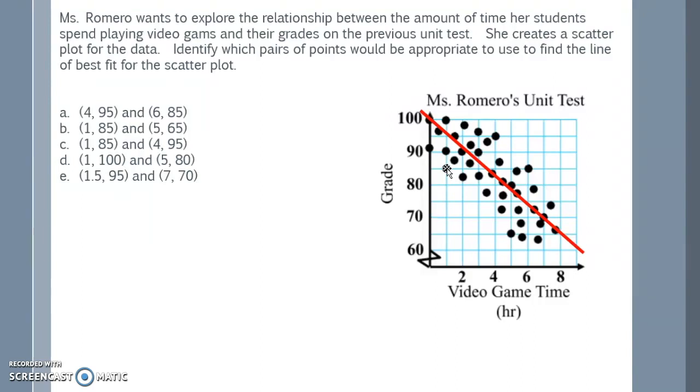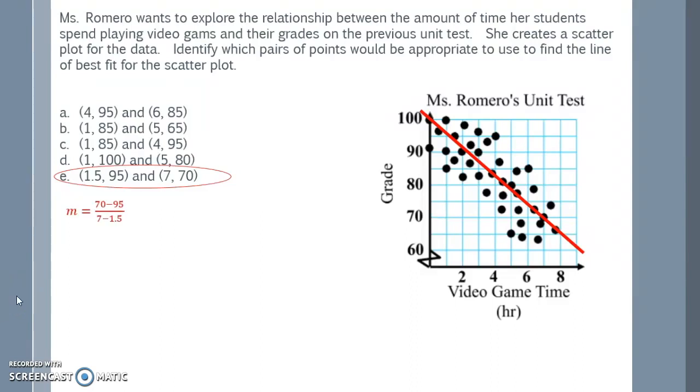We could choose (1, 100), which seems slightly above our line, as well as (5, 80). That seems a little steep. What about (1.5, 95) and (7, 70)? That seems to fit just perfect for us. So we will use the points (1.5, 95) and (7, 70).